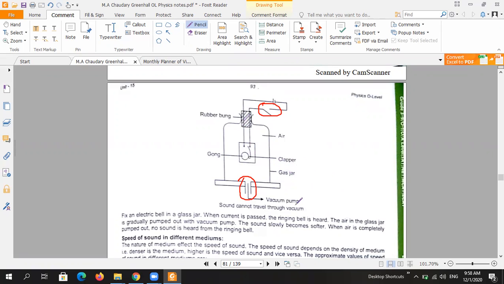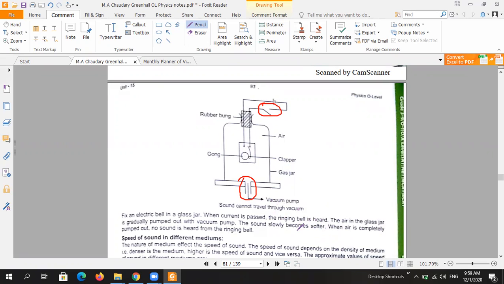But when you take the air out of this bell jar with this vacuum pump, you will observe that the sound becomes faint or softer. So when the air is completely pumped out, no sound is heard from the ringing bell. So why is this so? Because sound waves need a medium to travel through. There is no air left now.